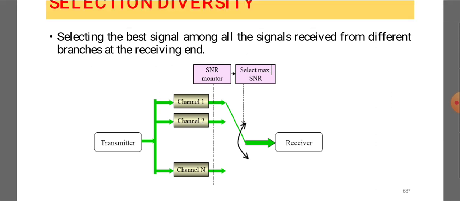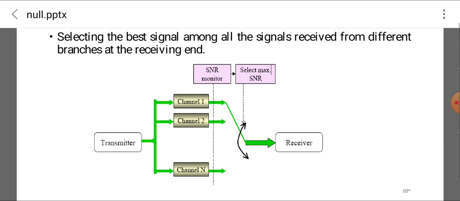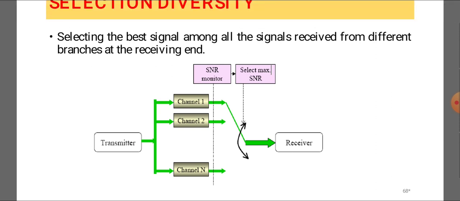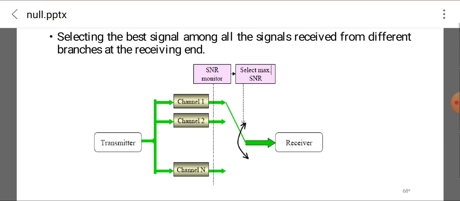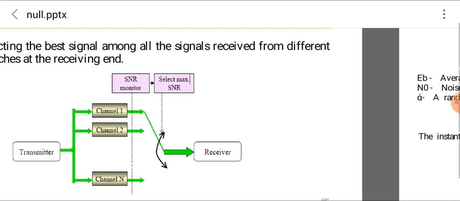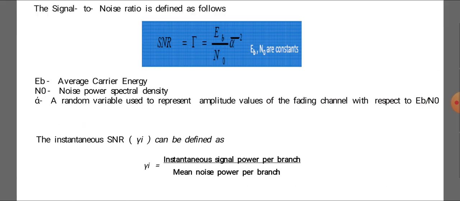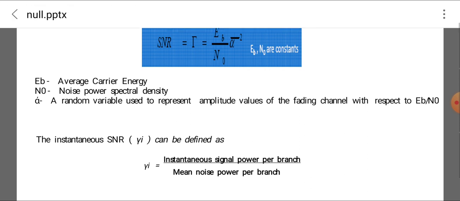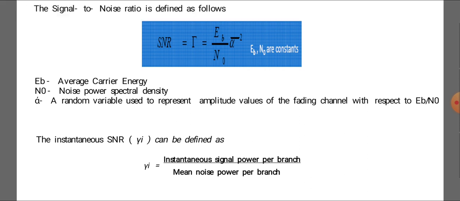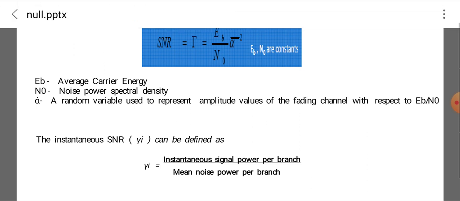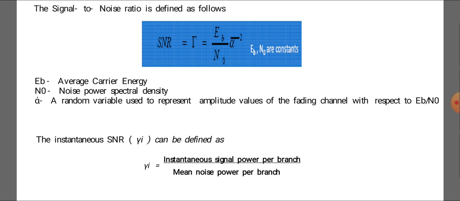Best signal means the signal coming from the different branches with the highest signal to noise ratio. So the signal with the highest signal to noise ratio is selected and is connected to the receiver. The signal to noise ratio is defined by using the formula SNR is equal to capital gamma, which is average signal to noise ratio, equal to EB by N0 into alpha bar square, where EB is the average carrier energy, N0 is the noise power spectral density, and alpha is a random variable used to represent the variation of the amplitude values due to the fading.